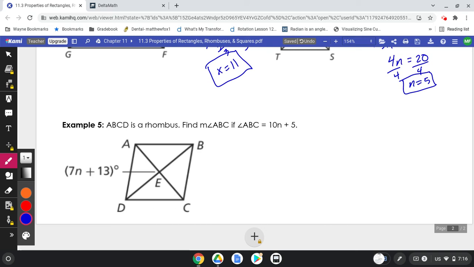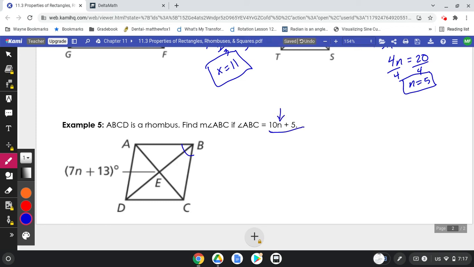So ABCD is a rhombus. Remember, rhombuses we know are going to have all sides the same, and the diagonals will be perpendicular. So it says ABCD is a rhombus. Find the measure of angle ABC. So ABC is right up here, and we know that that is equal to 10n plus 5.